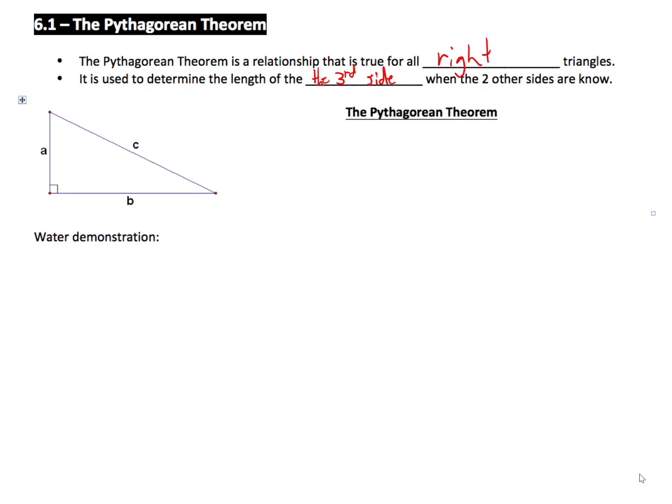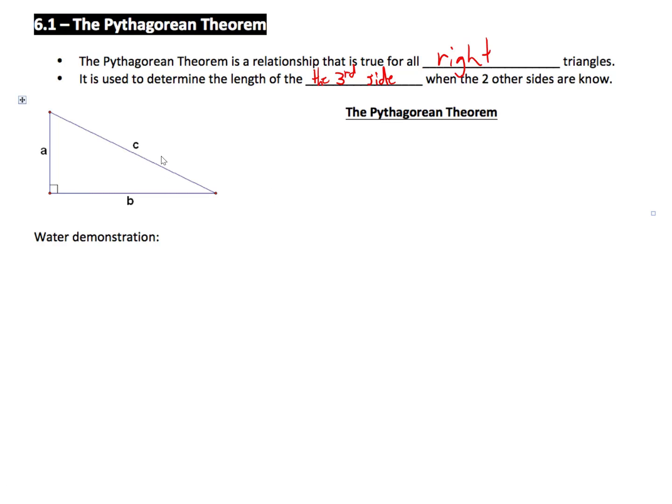Now, this third side could either be the hypotenuse, which is the longest side, or it could be one of the other two sides. It doesn't really matter. As long as the other two sides are known, we can figure out the third side. Now, the actual Pythagorean theorem has a lot to do with these letters A, B, and C, located here, here, and here.